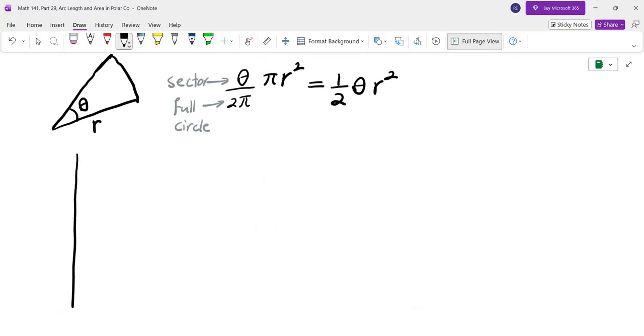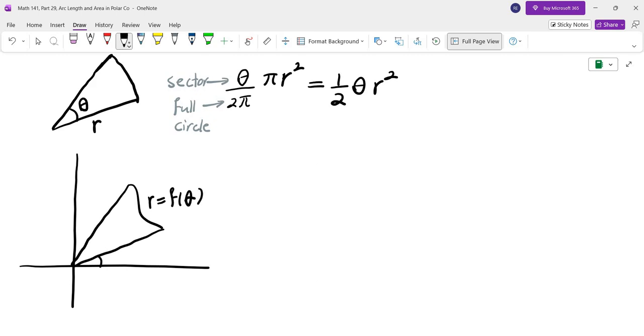Now let's imagine you have a polar region bounded by a function r equals f of theta and two rays from here. So this is alpha and this one is beta. The region we're looking at is this region. We're trying to find the area of this region.